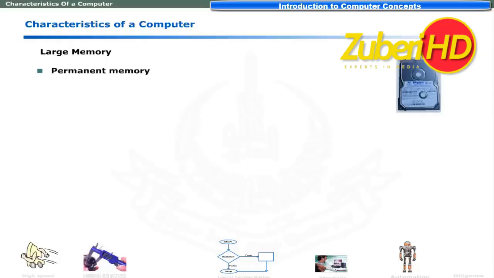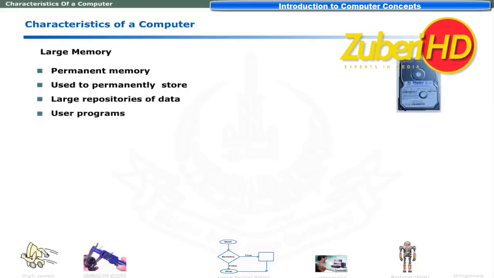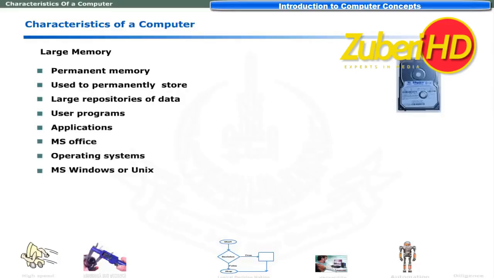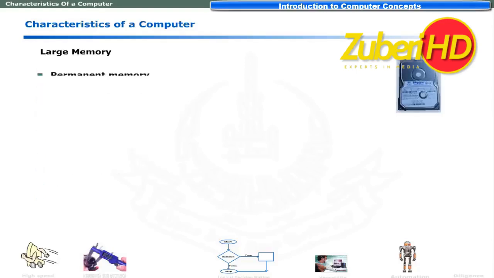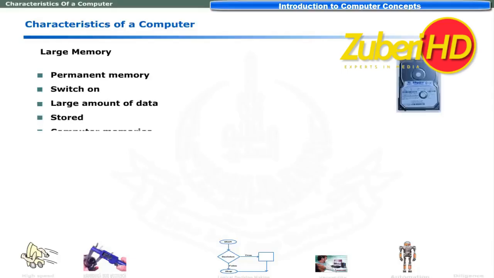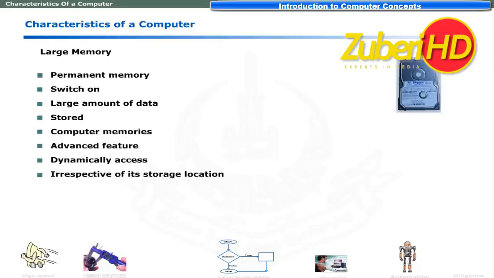Permanent memory is used to permanently store large repositories of data, user programs, applications like MS Office, and operating systems like MS Windows or Unix. An example of permanent storage is hard disk. The programs stored on permanent memory are available when you switch on the computer. Large amount of data can be stored on permanent storage devices. Computer memories have another advanced feature to dynamically access any data irrespective of its storage location.